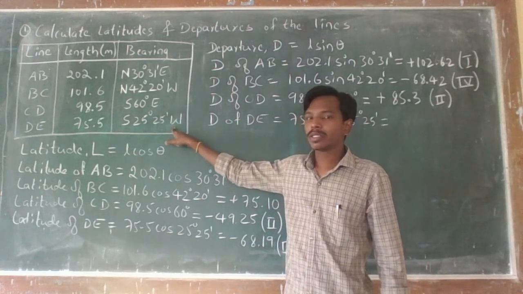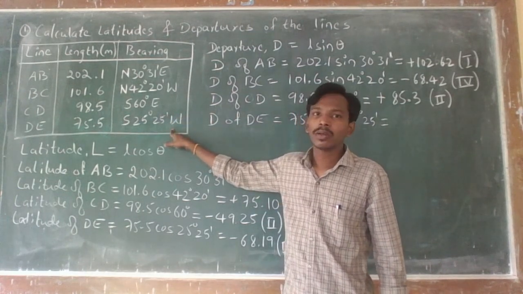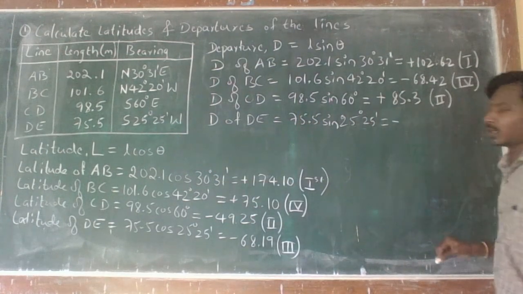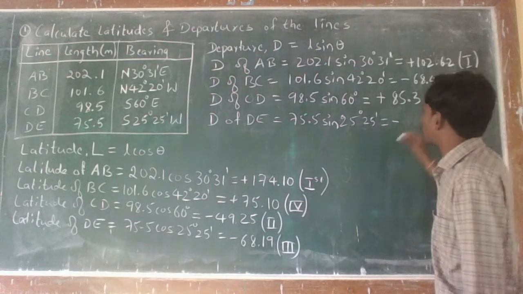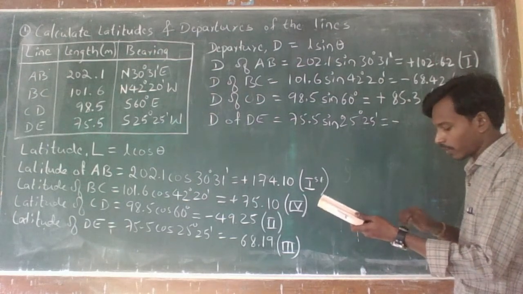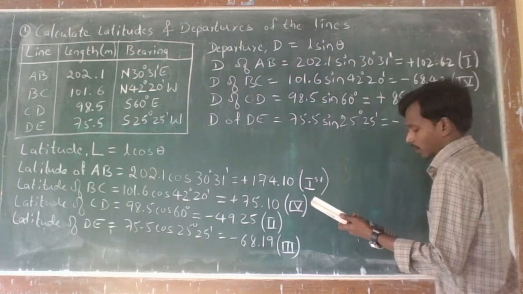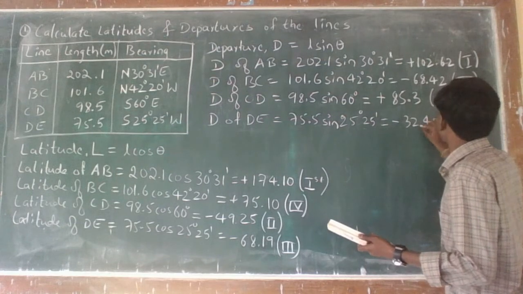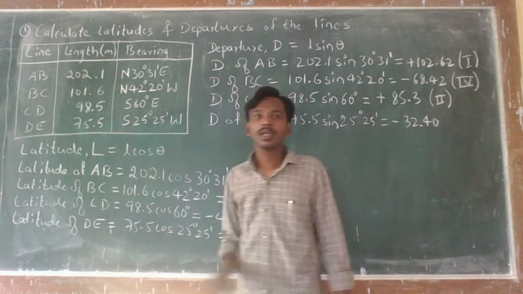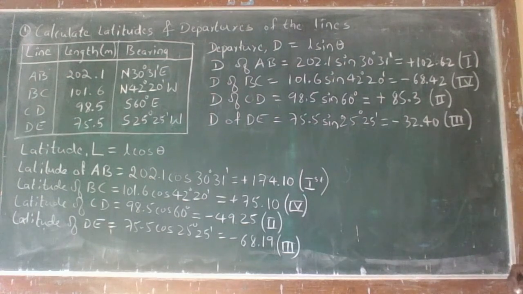look here, the departure of the line DE is towards west. So here they have given the west direction. So if it is to the west, then take negative sign. And now calculate 75.5 sin 25 degrees, 25 minutes. So that gives the value 32.40. Now you can see southwest. So southwest is the third quadrant. So right here, quadrant number 3.